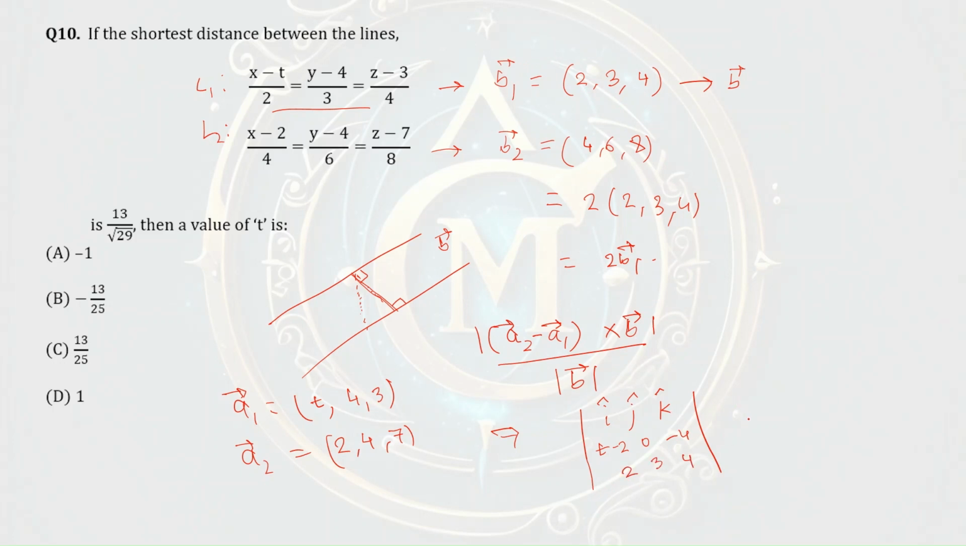This is divided by the modulus of b. Now the modulus of b is root 29. This is equal to plus minus 13 by root 29. We took the plus minus because the value of this whole thing can be either 13 by root 29 or minus 13 by root 29. So from here, let us proceed on the next page.